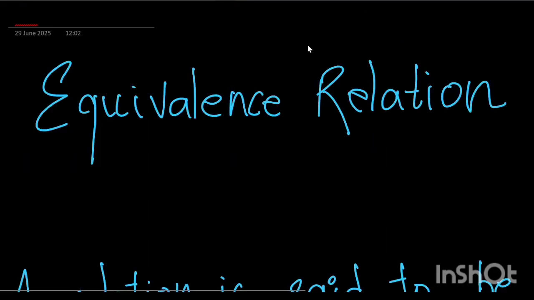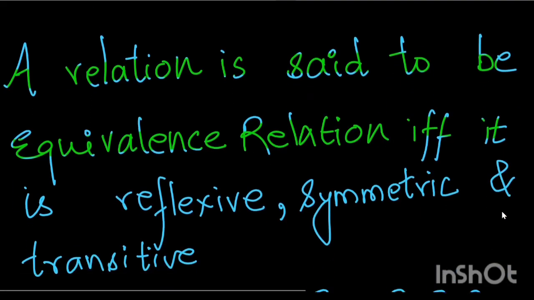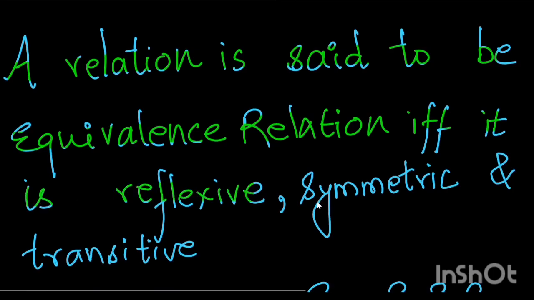Now let's see what we mean by an equivalence relation. So far we have seen reflexive, symmetric, and transitive. A relation is said to be an equivalence relation if all three conditions are met: symmetric, reflexive, and transitive. That is the meaning. A relation is said to be an equivalence if and only if it is reflexive, symmetric, as well as transitive.